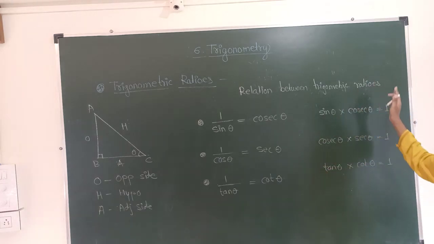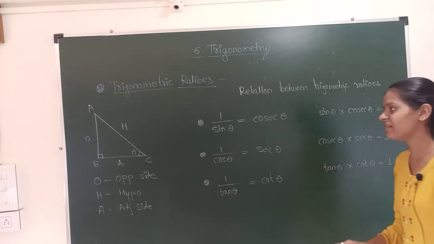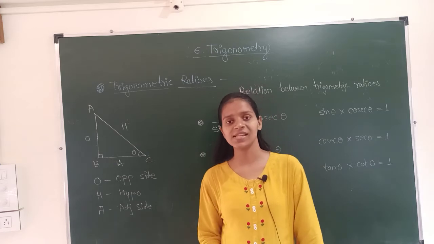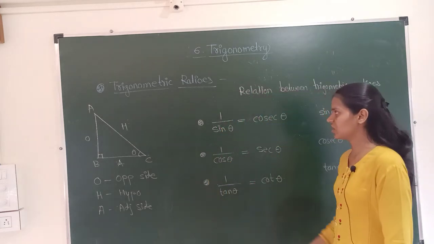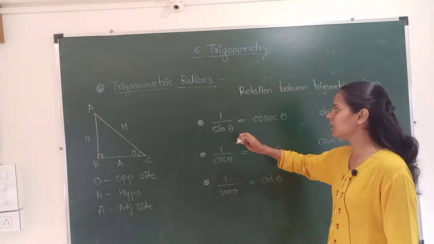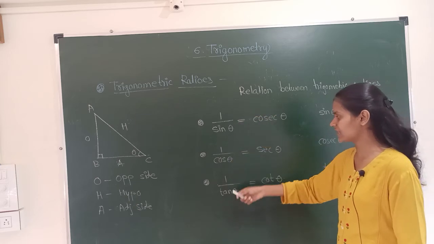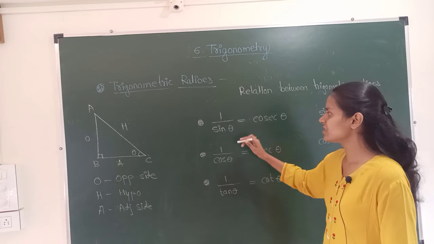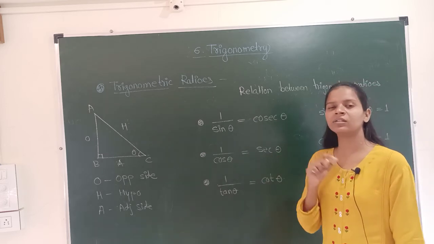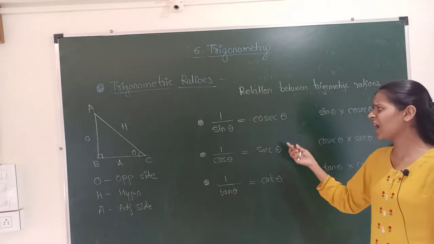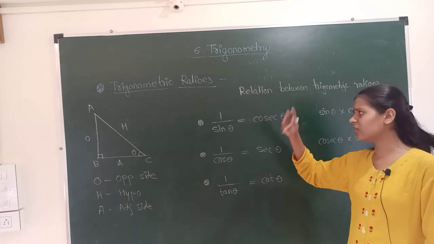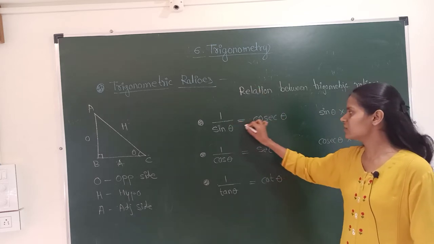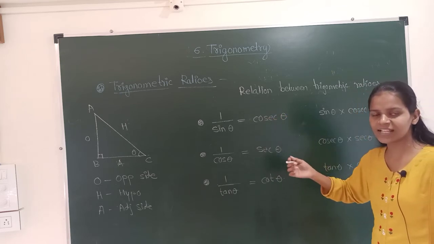Clear? This is the relation between the trigonometric ratios we have seen. We have seen the trigonometric ratios for sin, cos, tan, cot, sec, cosec, and this is the relation. The multiplicative inverse of sin, cos, tan are respectively cosec, sec and cot. So the relation is here only. The word multiplicative inverse itself defines the relation. So 1 upon sin theta is equal to cosec theta.